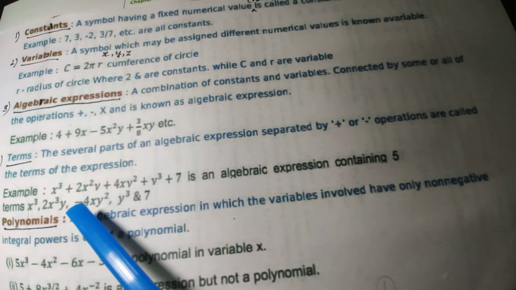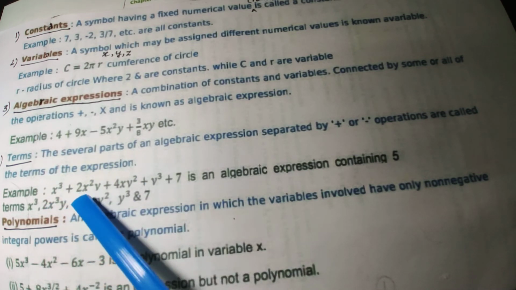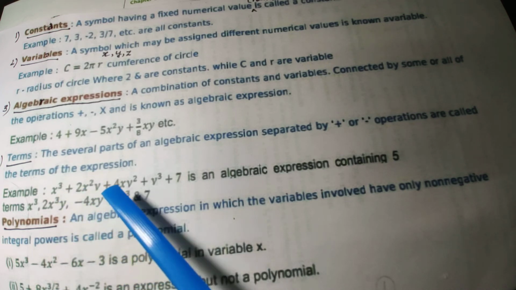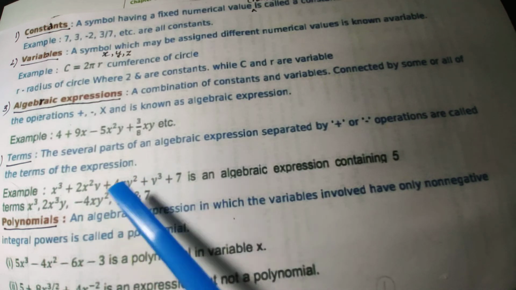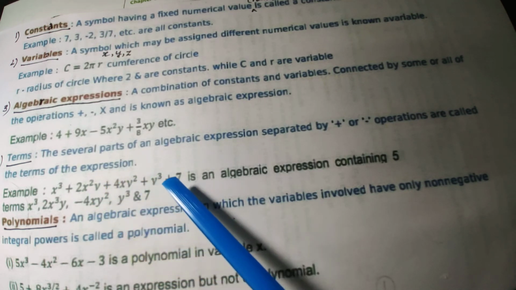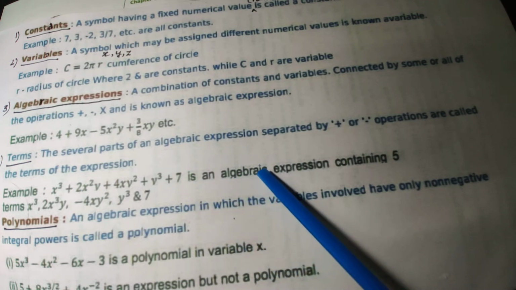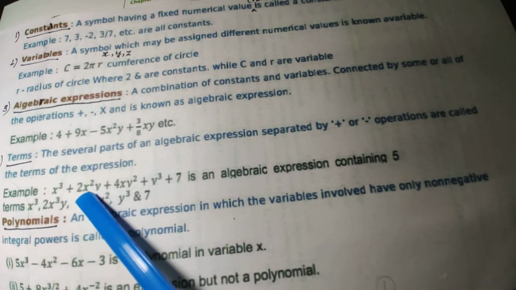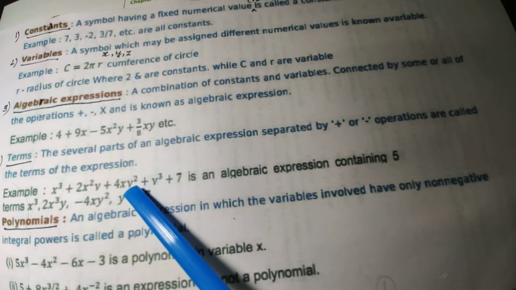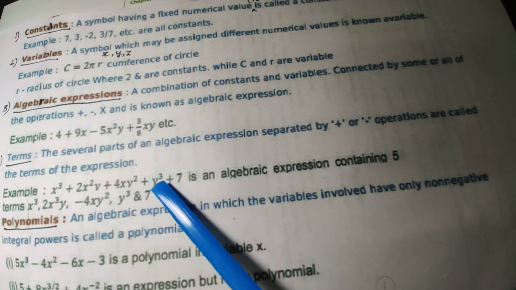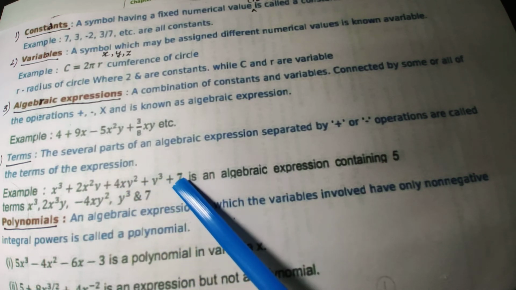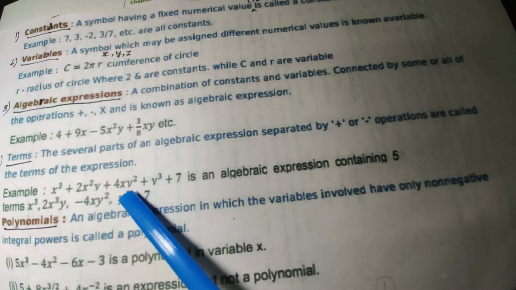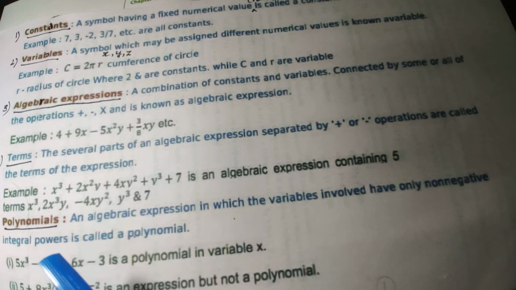For example, see in this example how many plus signs or minus signs are there. 1, 2, 3, 4. 4 plus signs are there. That means there are 5 terms in this algebraic expression. x cube first term, then 2x square y second term, 4xy square third term, y cube fourth term, 7 fifth term. So term means a part of an algebraic expression connected by plus or minus sign.